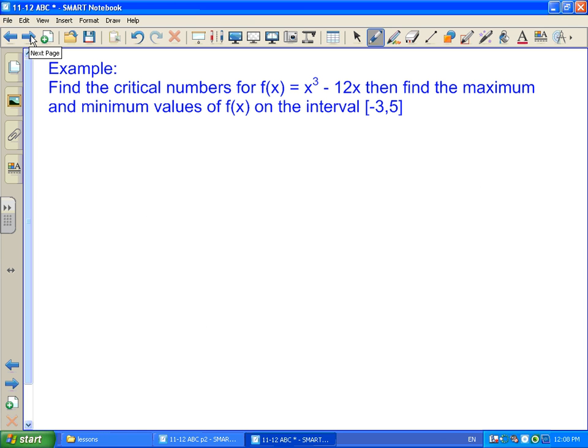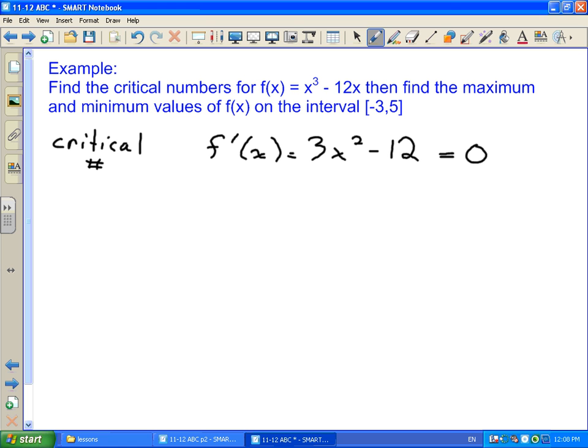example here. Find the critical numbers for f of x equals x cubed minus 12x, then find the maximum and minimum values of f of x on the interval -3 to 5. So let's first find our critical numbers. Okay. So, critical numbers. We want to take our derivative, and we want to set it equal to 0. And we want to solve for x.